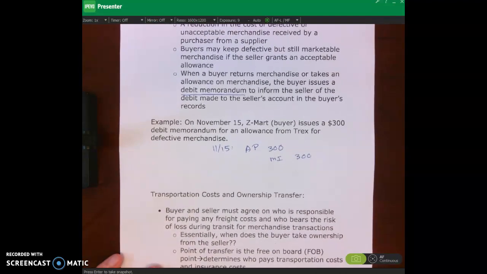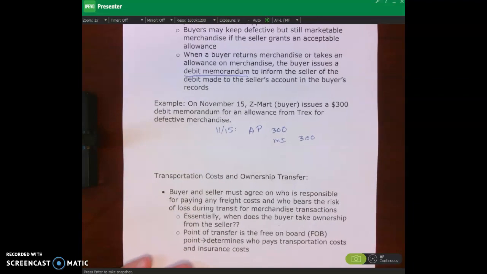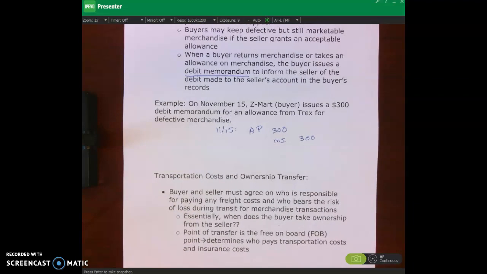So let's look at our transportation costs and then ownership transfer, right? Buyers and sellers have to agree upon who's responsible for paying any shipping costs, freight costs, and who bears the risk of loss during transit for merchandise transactions. Essentially, when does the buyer take ownership from the seller? That's what we have to decide.